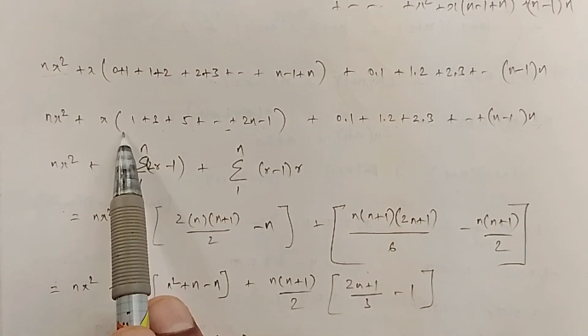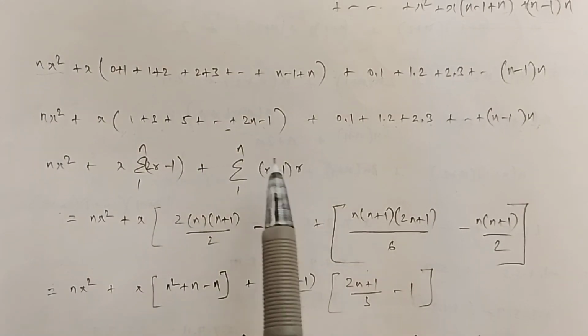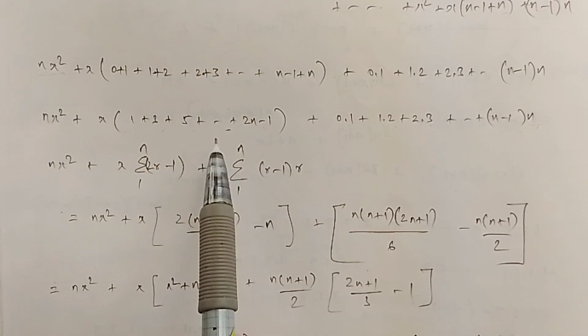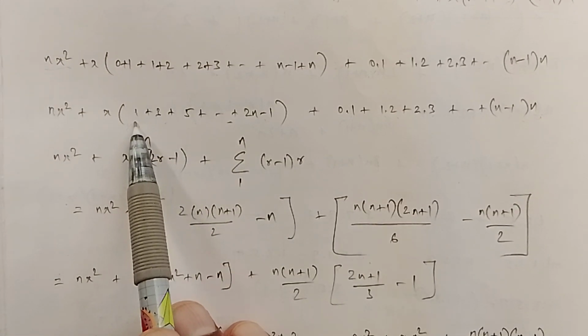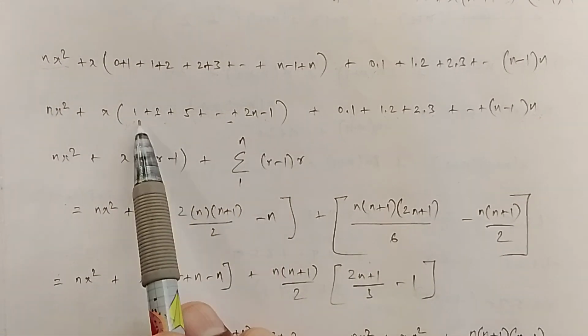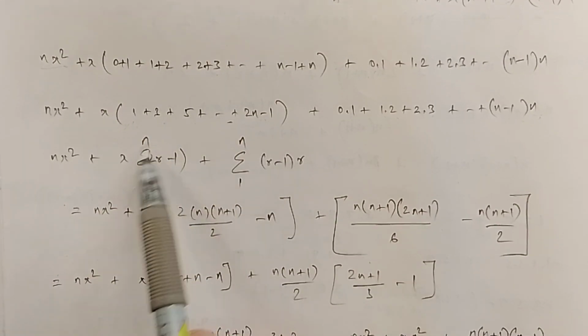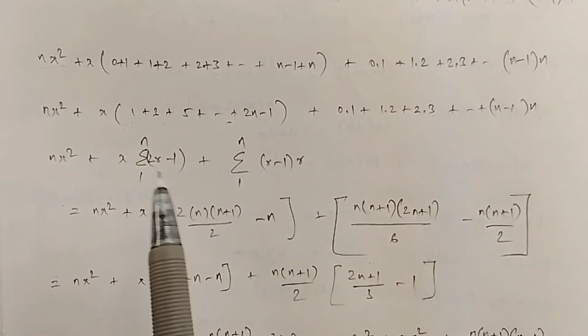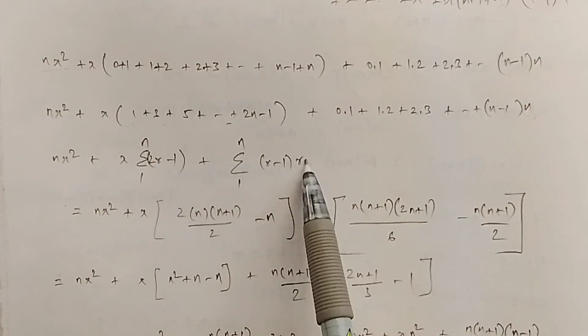Now, this one we know: the sum of first n odd numbers is equal to n square. Otherwise, we can easily prove this also. First odd number, second odd number, we can write the odd numbers in the form 2r minus 1. This is nothing but sigma of 2r minus 1, from 1 to n. Similarly, this is nothing but sigma from 1 to n of r minus 1 into r.